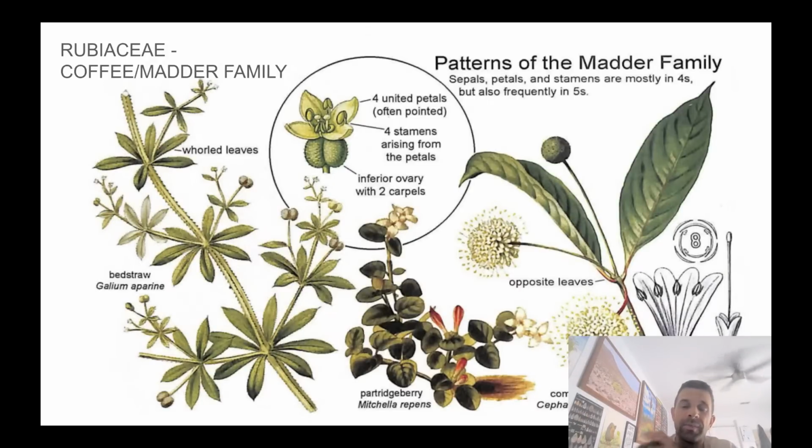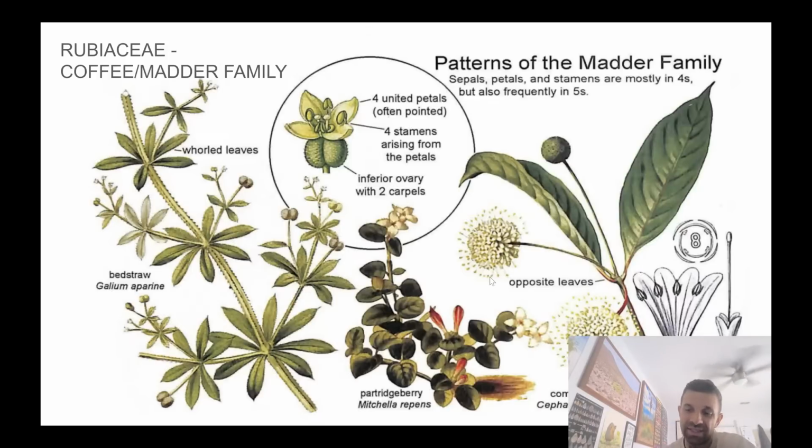But inferior ovary means that the ovary is below the petals and the sepals. Superior ovary means it's above the petals and the sepals. You can also have half inferior, etc., but that's not that common. All right. Galium aparine, bedstraw, partridgeberry, Mitchella repens. You get that in places like Michigan, Wisconsin, northern latitude places.